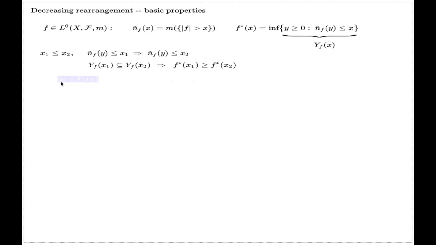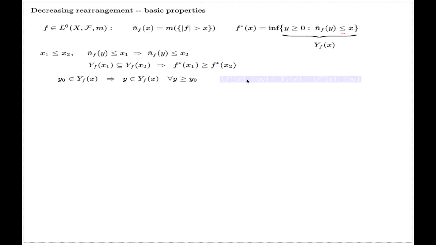Right. Now, the second observation I'd like to make is the one like this. If I have a point y naught in the set Y sub f, then I also have that every point y which is larger than my original point y naught will also be in the set Y sub f. This is due to the fact that the function tilde f is actually non-increasing. If you have this inequality for the point y naught here, then for every point to the right of y naught, because this is a non-increasing function, you will also have the same inequality.